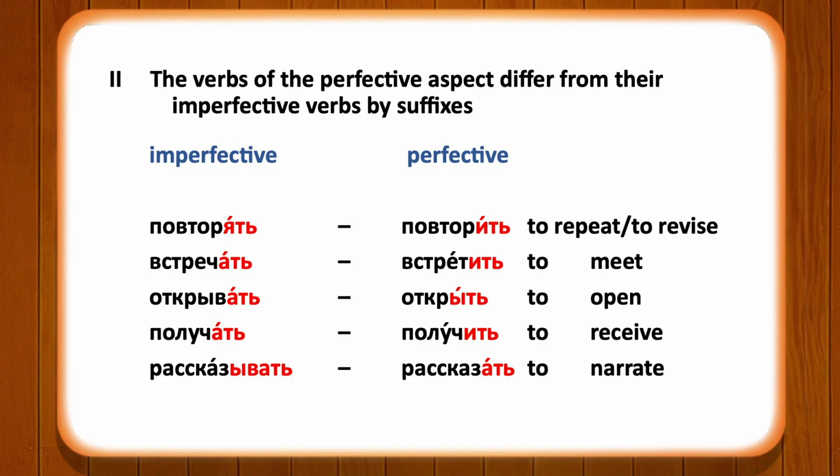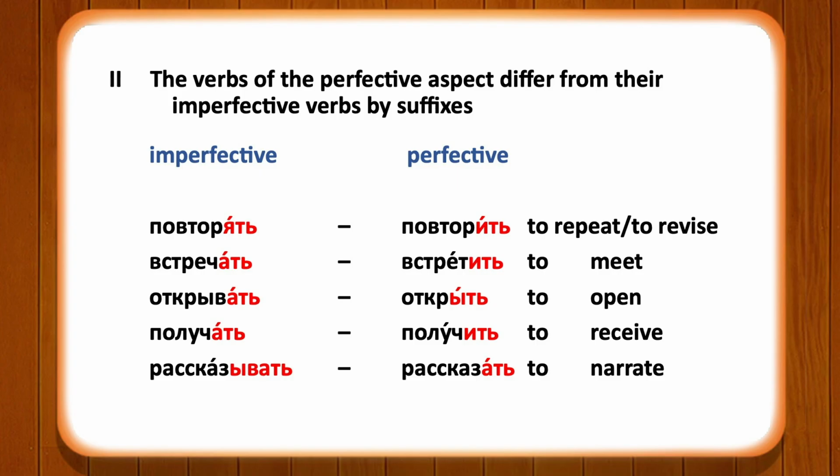Paluchaj, paluchij. Paluchaj is imperfective and paluchij is perfective aspect verb. Here also the difference lies in the different endings or the suffixes. Paluchaj, paluchij mean to receive. Paluchaj is imperfective, paluchij is perfective.